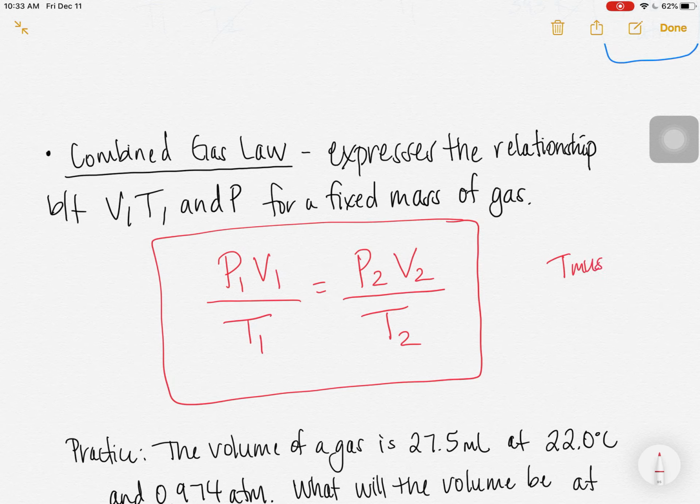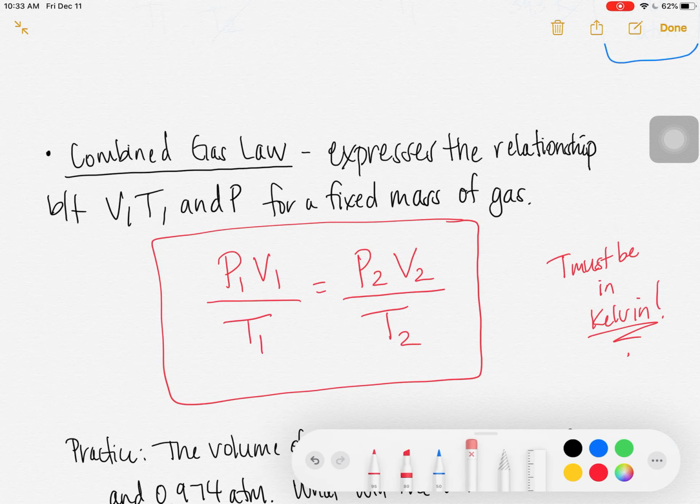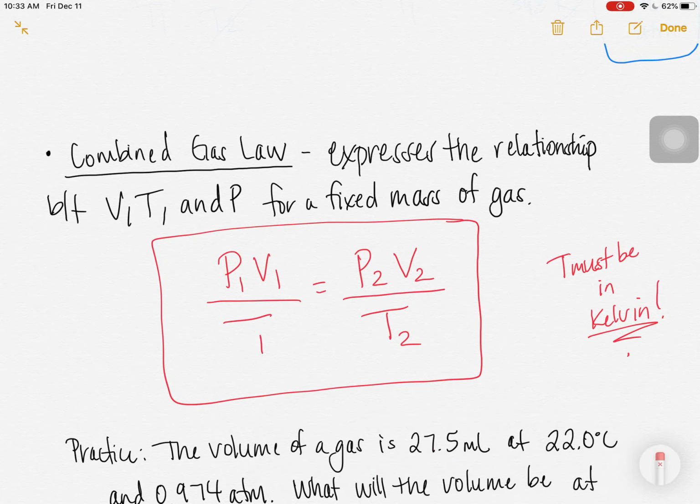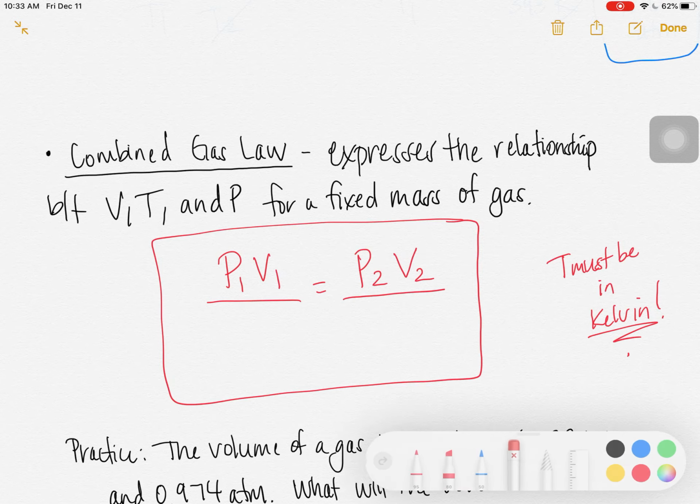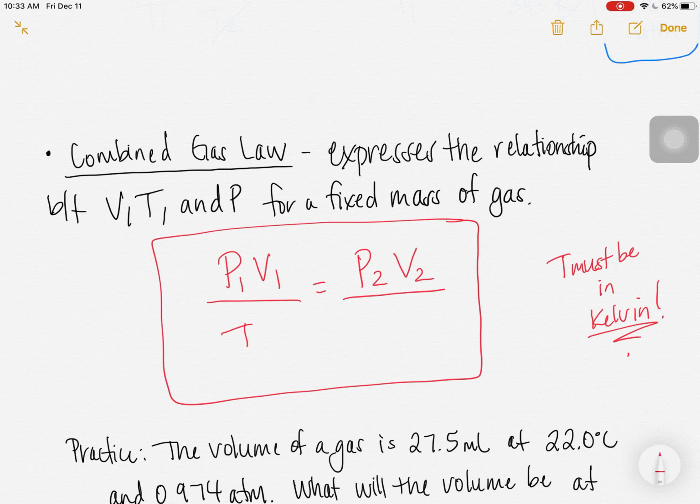Okay, so this is what the combined gas law looks like. Again, T must be in Kelvin. Let me show you how this is all 3 combined. If we were to scroll back up and look at Boyle's law, Boyle was P and V, assuming that temperature was constant. Well, look what happens. If you say temperature is constant, then T1 equals T2, and they would just drop out. And look what law that is. That's Boyle's law.